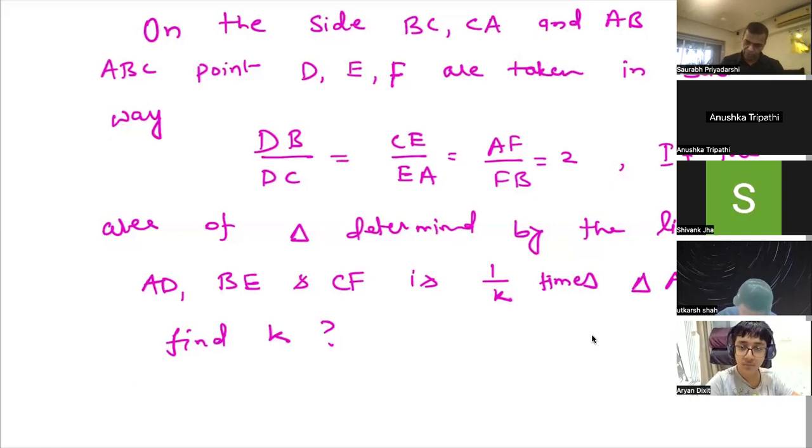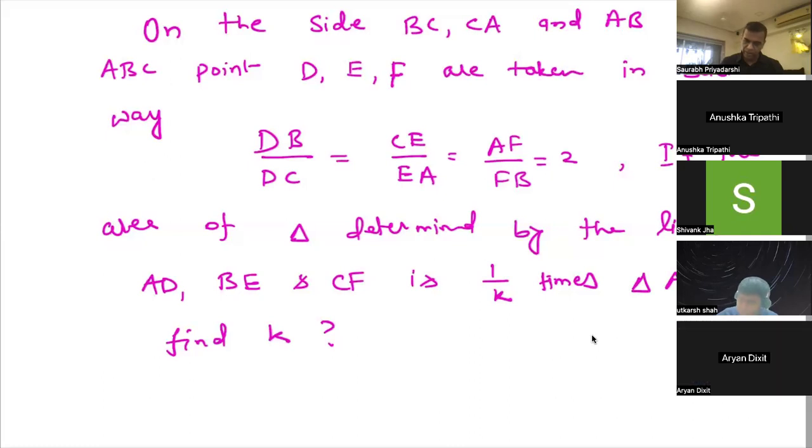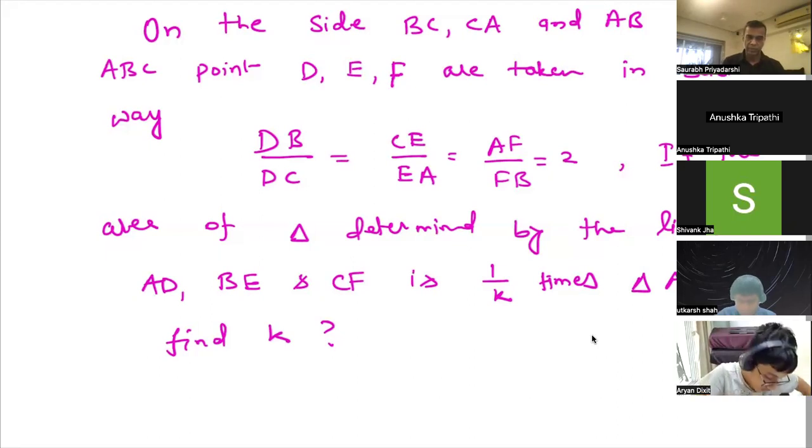Second statement means if the area of the triangle determined by the lines AD, BE, and CF is 1 by K times the area of triangle ABC, it means all the three lines are not concurrent. Just 2 more minutes, Sanjana.